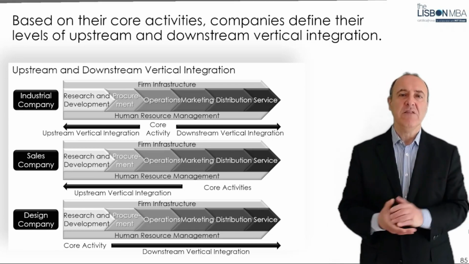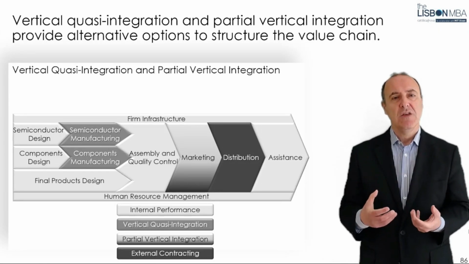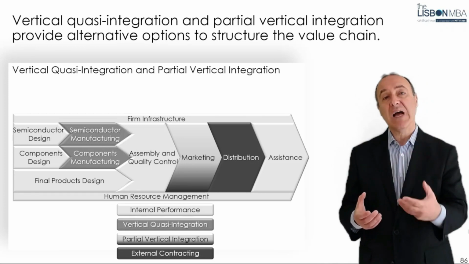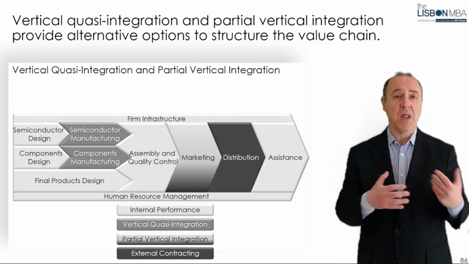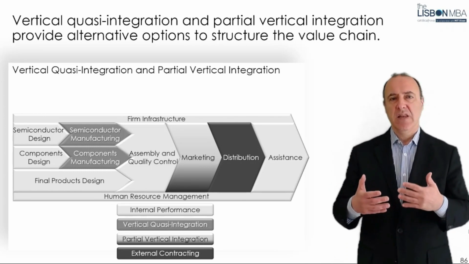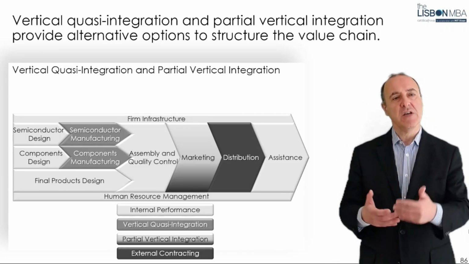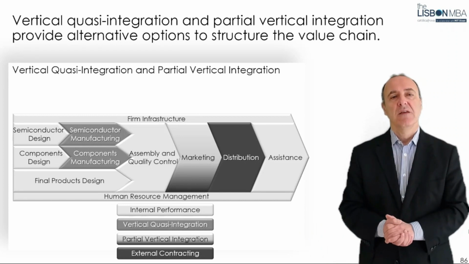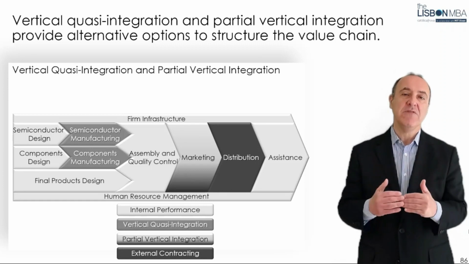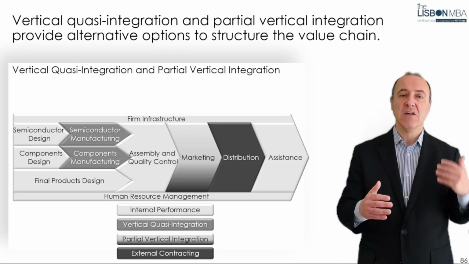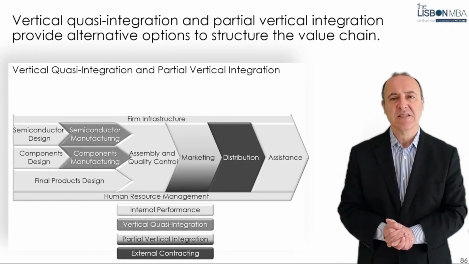And what's even more interesting is that those choices can be undertaken in different ways. You can do vertical quasi-integration, which means you have a partnership with a supplier, for instance, or a distributor, and it works as if they're part of your company, but they're not. It's a long-term relationship, it's a strategic alliance. And you can also do partial vertical integration, meaning you do some of it and you contract outside the rest of that activity. Let's look at this example.